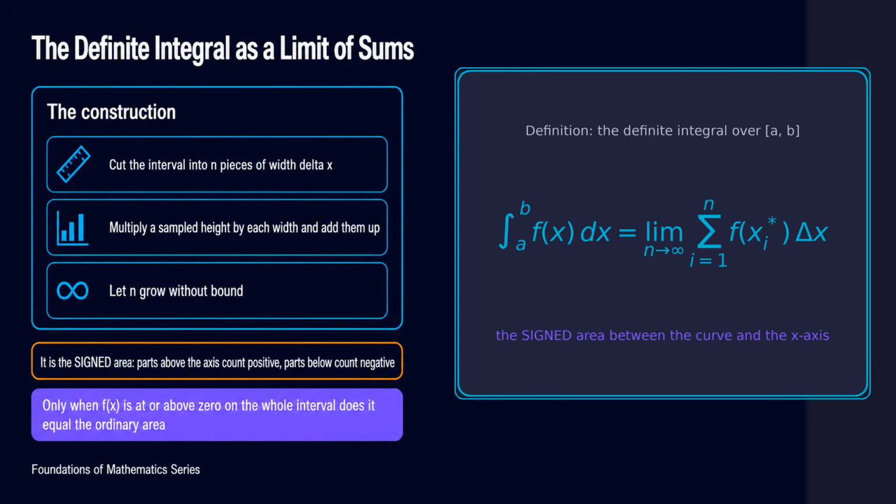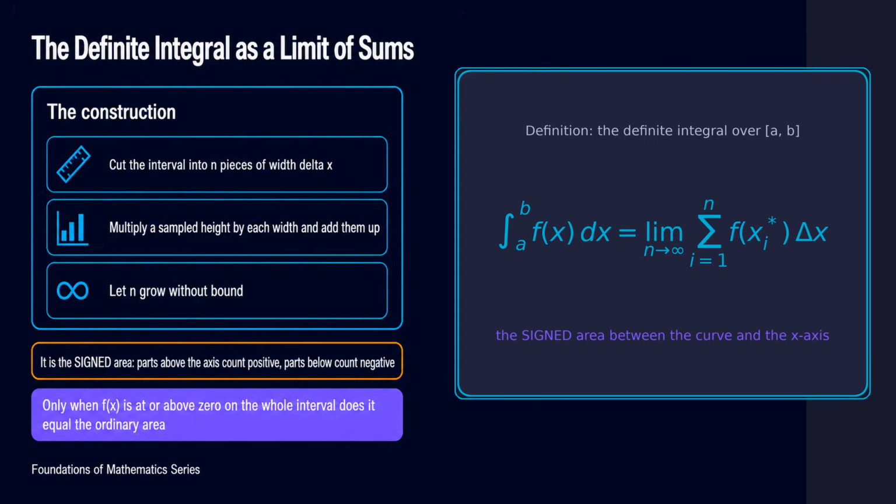Cut the interval into n pieces, each of width delta x. In each piece, pick a sample point, and evaluate f there. Multiply that height by the width to get the area of a thin rectangle, add up all n of them, and then let n grow without bound.